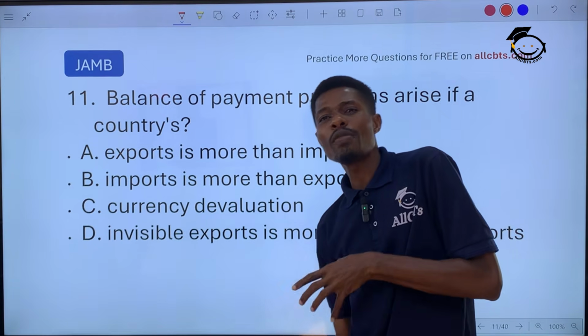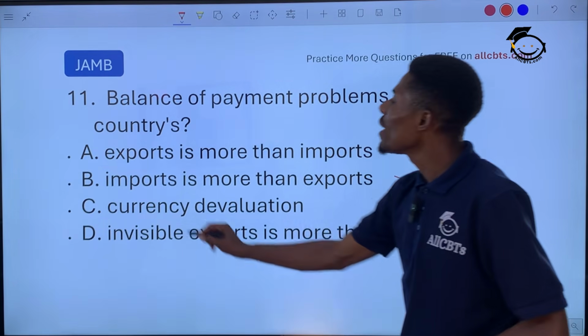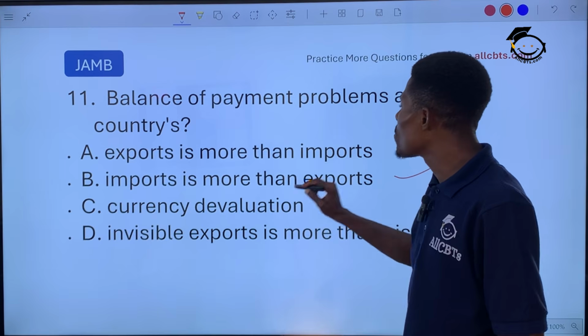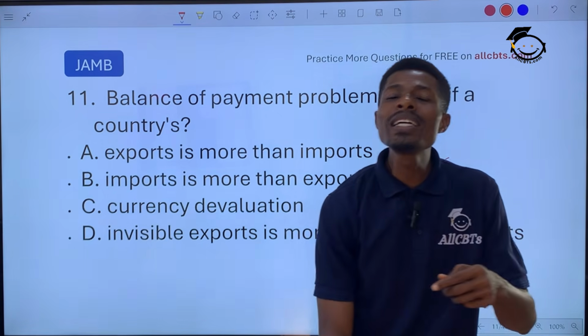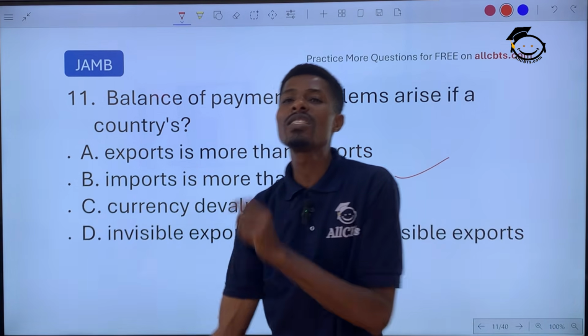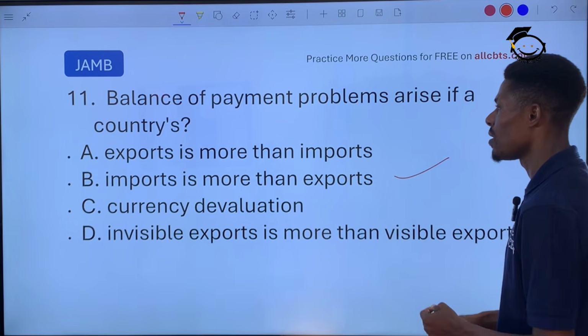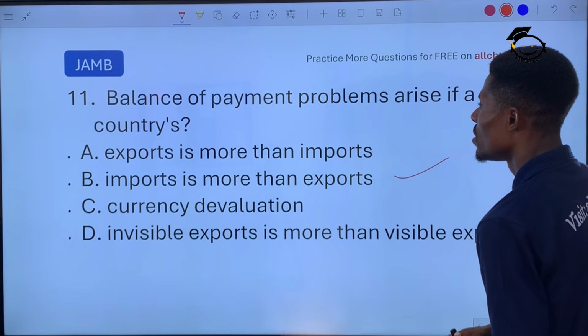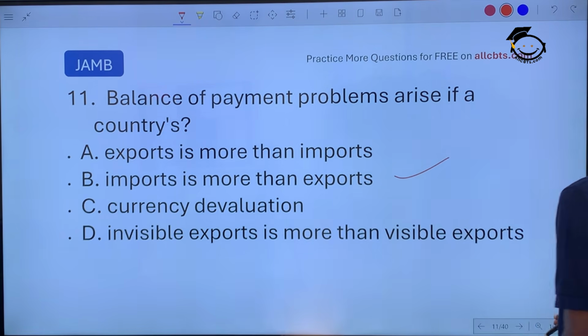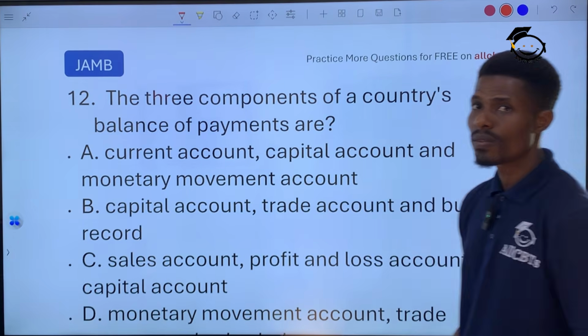Meaning there will be owing. There will be a deficit in payments. And so if imports are more than exports, meaning that the money given out will be more than the money received, that will lead to a deficit in the balance of payments. So the answer will be import is more than export. That is B.